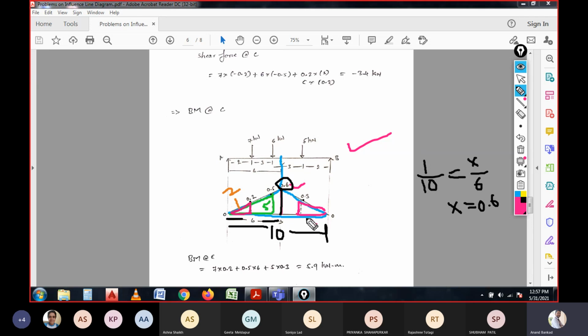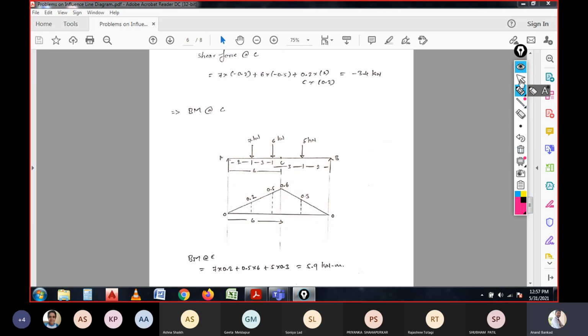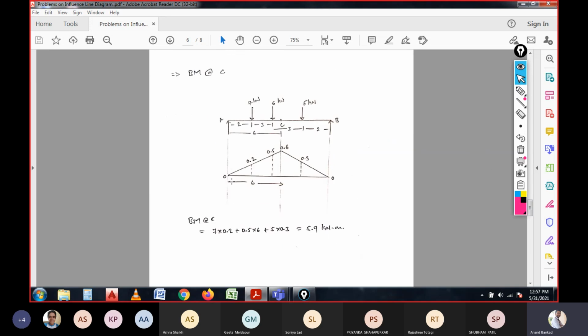So how much is it calculated? In this manner it is being calculated, the coefficient values. Once the coefficient values are calculated, it is simple to calculate the moment. Multiplying the load into the coefficient value: 7 into 0.2 plus 6 into 0.5 plus 5 into 0.3, and the total will be 5.9 kilonewton meters.